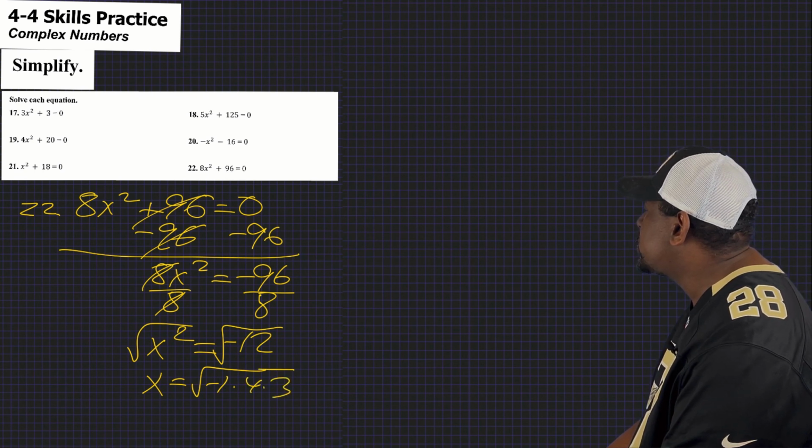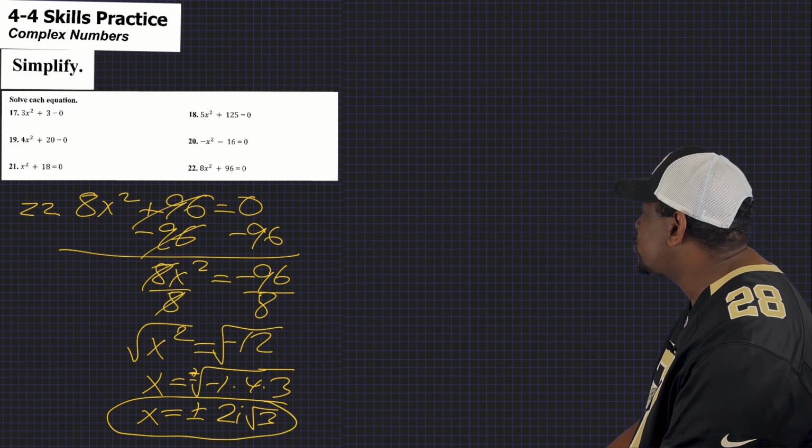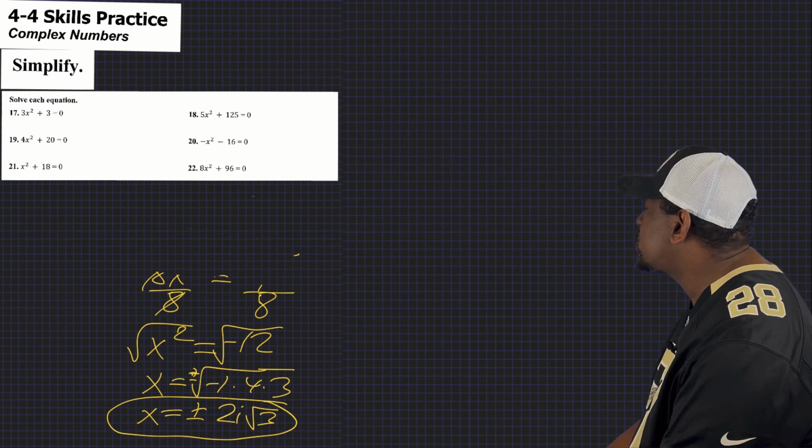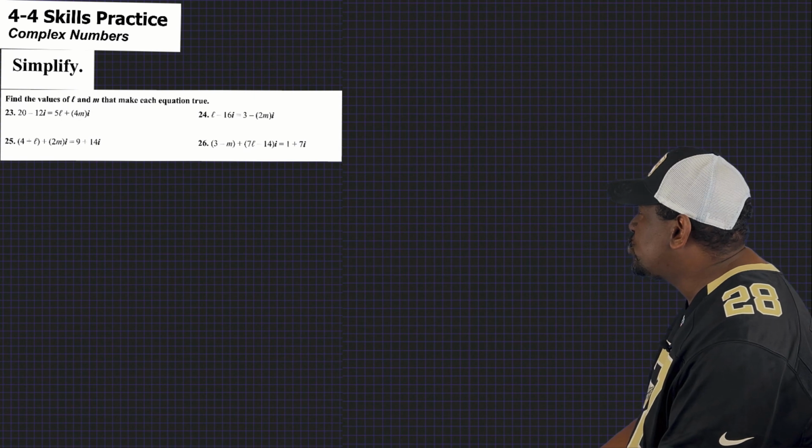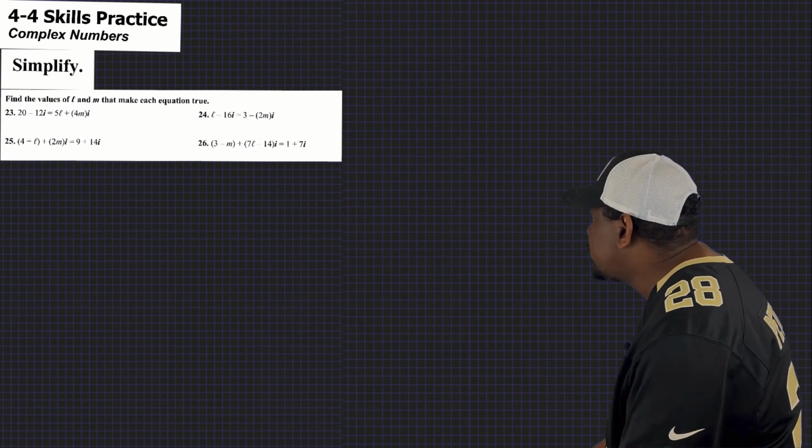We know since it's negative, we have to have the product of negative 1. 12 is not a perfect square, but 4 is a factor that is a perfect square, so we say 4 times 3. Square root of 4 is 2. The square root of negative 1 is i. We take those out of the radical, and so x is equal to plus or minus 2i times the square root of 3.